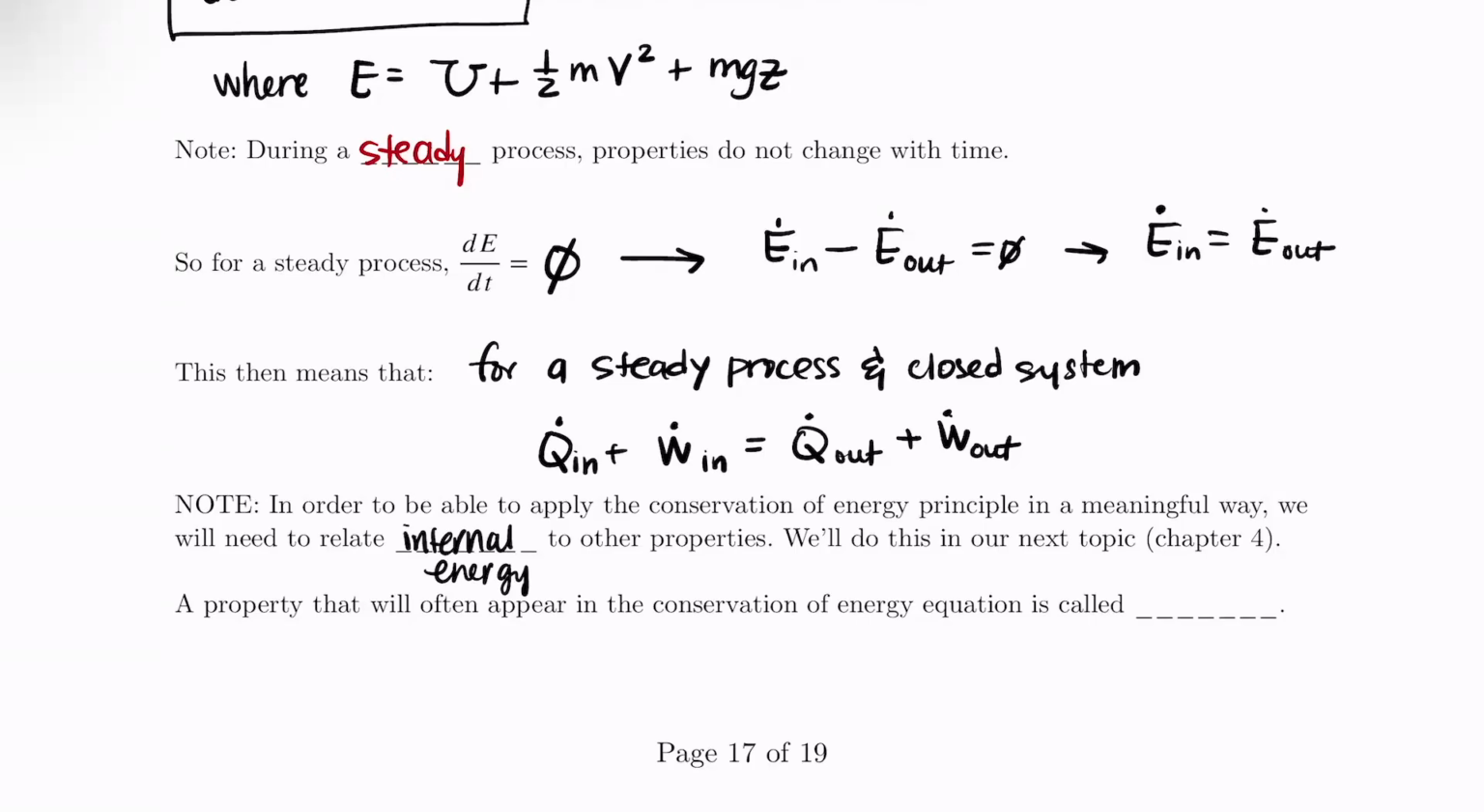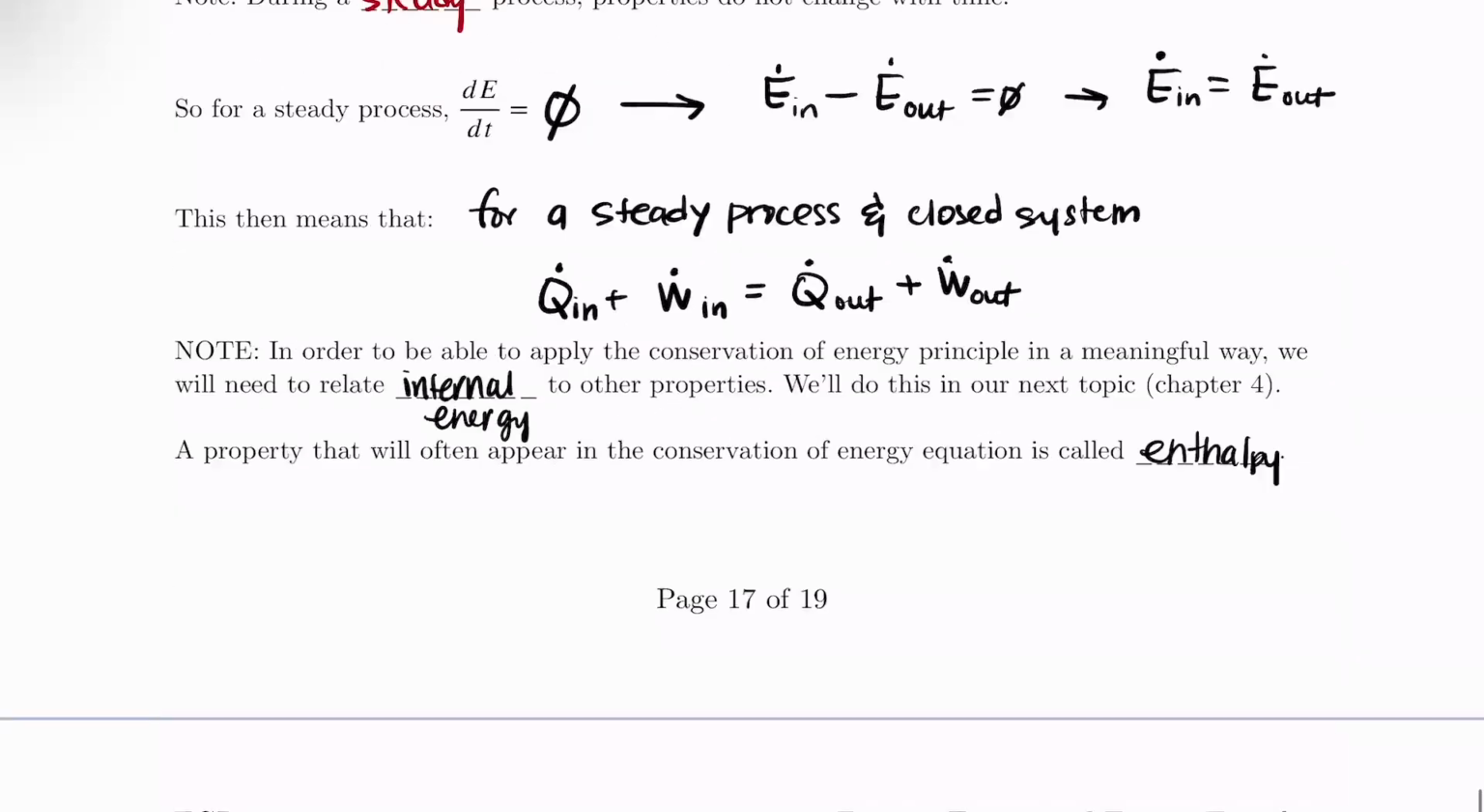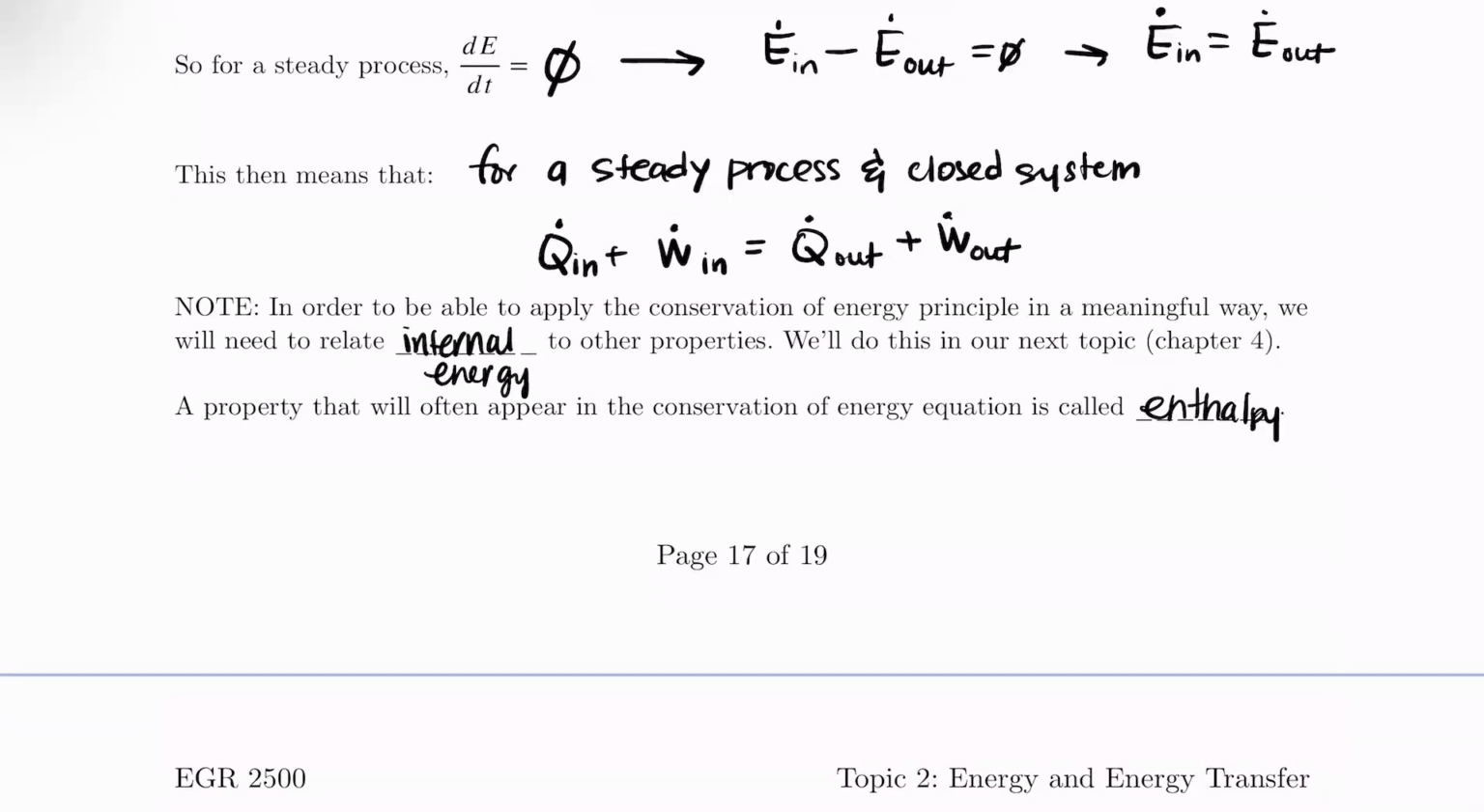But a property that often appears in the conservation of energy equation is called enthalpy. And this is defined by the variable H. And H is equal to the internal energy plus pressure times volume. Or it can also be, let me write this on this side. So H, enthalpy, total enthalpy can also be written as mass times the specific enthalpy.